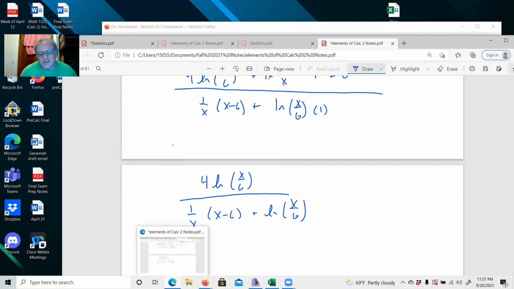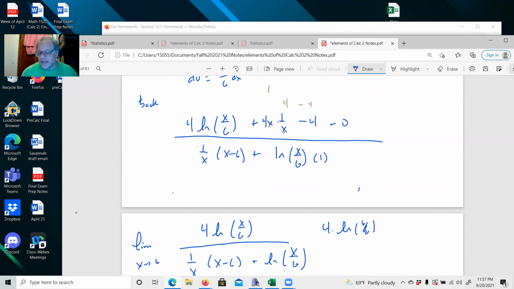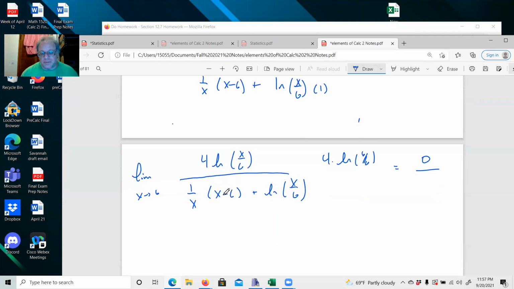So let's check. As x approaches 6, we get 4 times natural log of 6 over 6, which is 1, and natural log of 1 is 0. So the top is 0. What about the bottom? We get 1 over 6 times 6 minus 6, so 0 over 6, plus natural log of 6 over 6, so we get a 0 plus a 0. So that's great. Again, check. We are in indeterminate form. We're ready to go.